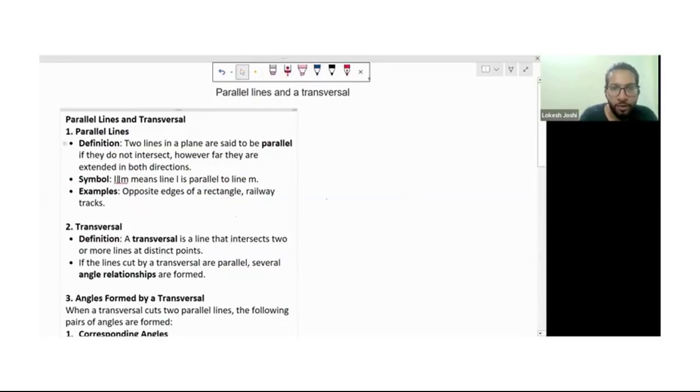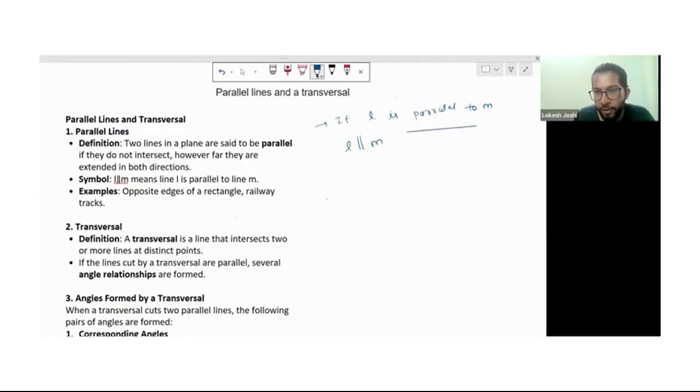Now its symbol is also given there. Suppose line L is parallel to M. So instead of writing this complete sentence, we can directly write L, two straight lines, and then M, which means L is parallel to M. If we draw, this one is L and this one is M. So it represents that L is parallel to M. For example, opposite edges of a rectangle and railway tracks, as done already. Okay, so I'm drawing one example. It's a rectangle, then this side and this side are parallel to each other.